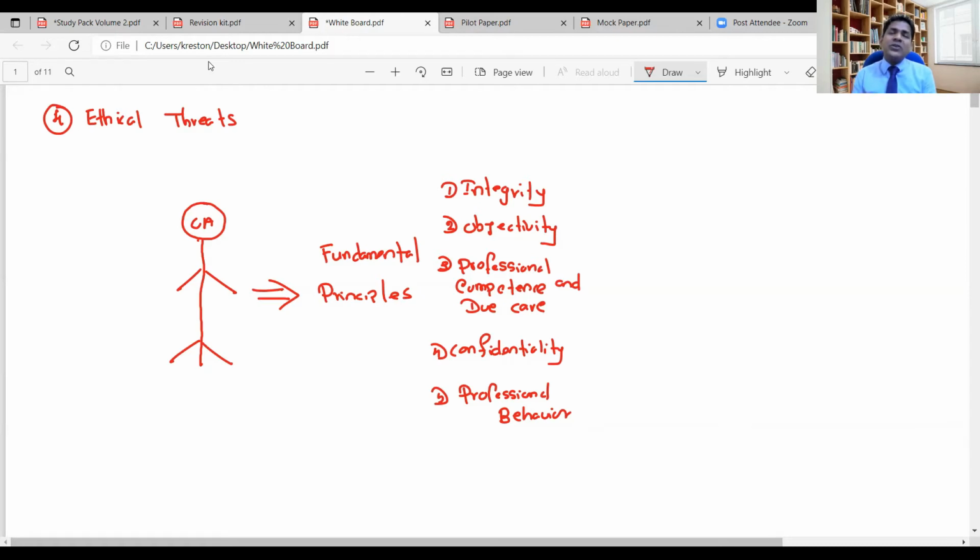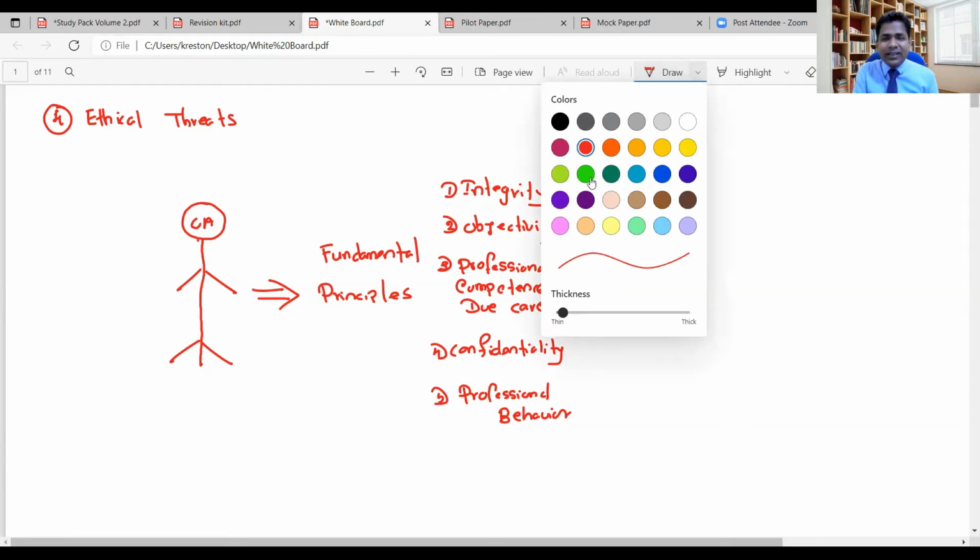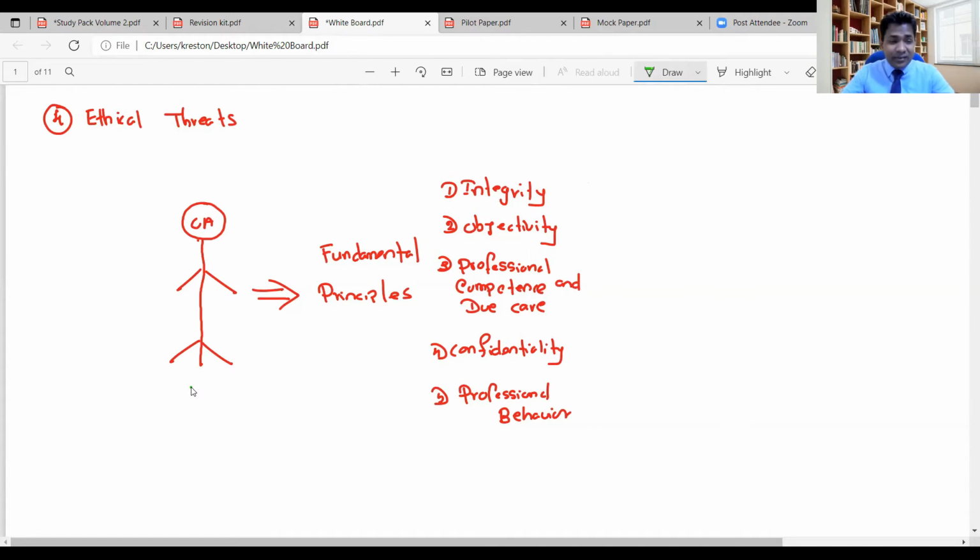So if you try to do something in this world and there are threats, why doesn't it apply to a chartered accountant? It applies to a chartered accountant also. Now let's say this particular chartered accountant is Amarapala. I will take the example of Amarapala, a recently qualified chartered accountant.